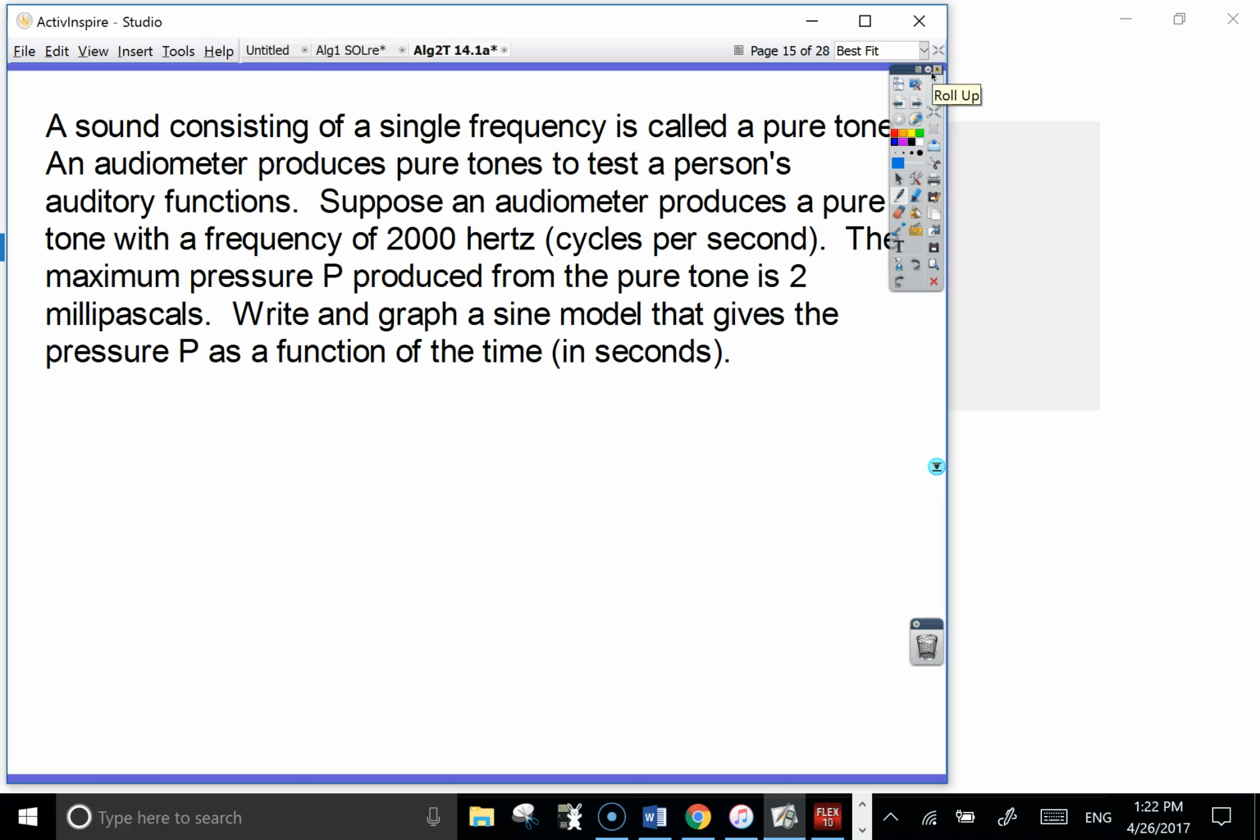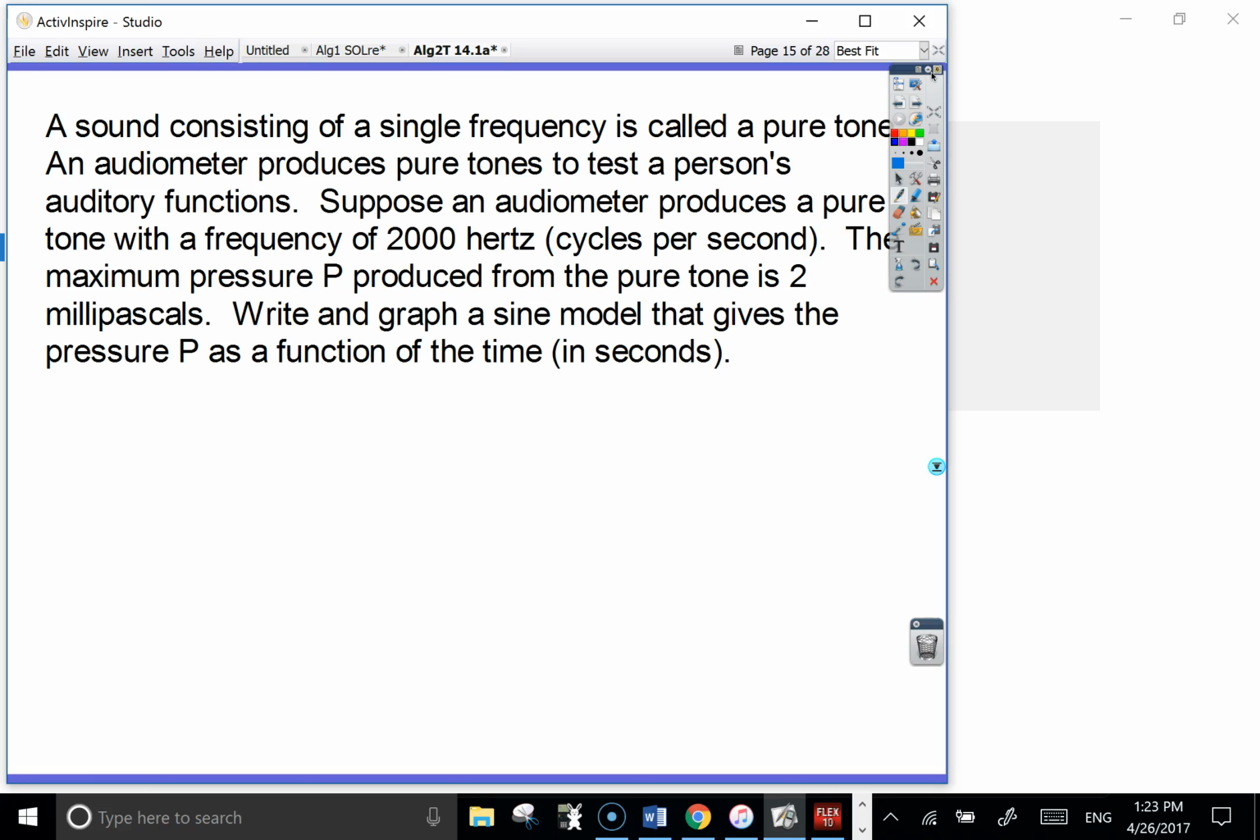A sound consisting of a single frequency is called a pure tone. An audiometer produces pure tones to test a person's auditory function. Suppose an audiometer produces a pure tone with a frequency of 2,000 hertz, cycles per second. The maximum pressure P produced from the pure tone is 2 millipascals. Write and graph a sine model that gives the pressure P as a function of the time in seconds.